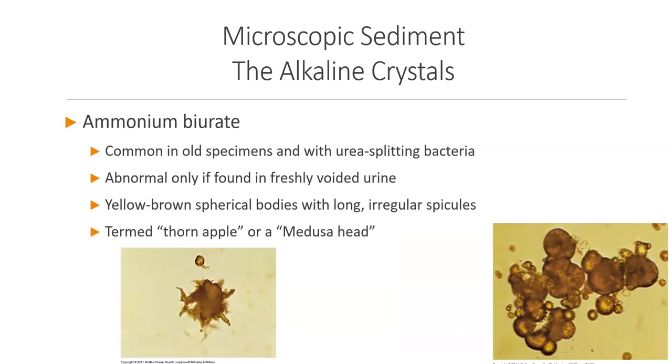Ammonium biurate crystals are common in old specimens, and they're caused by urea-splitting bacteria. They're normal only if they're found in freshly voided urine. They appear to be yellow-brown spherical bodies with long, irregular spicules, and you'll hear a very common term for them as thornapple or medusa head.